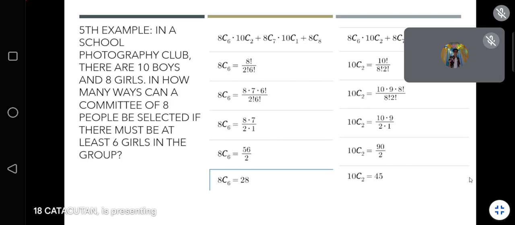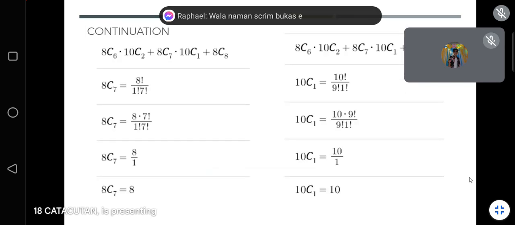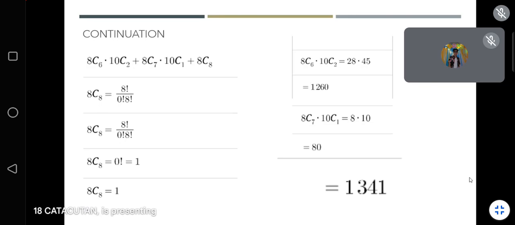Then add the answers of 8 factorial over 1 factorial, 7 factorial multiplied to 10 factorial over 9 factorial, 1 factorial. It is 8 times 10 equals 80. Then lastly, add the answer of 8 factorial over 0 factorial, 8 factorial, which is 1. Note that 0 factorial will always be equal to 1. To summarize it all, 1260 plus 80 plus 1 is 1341. Therefore, there are 1341 ways to select at least 6 girls to be in the committee.